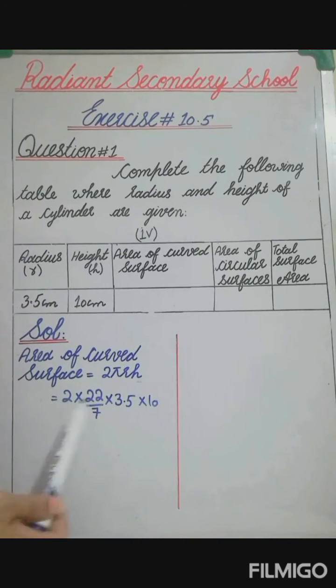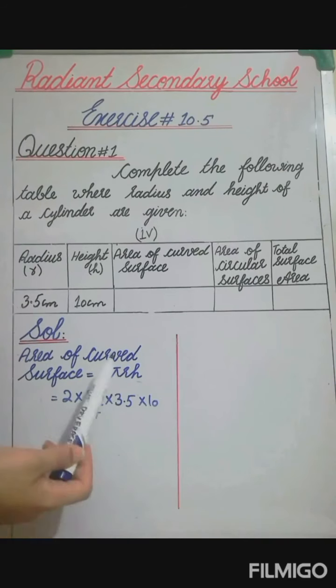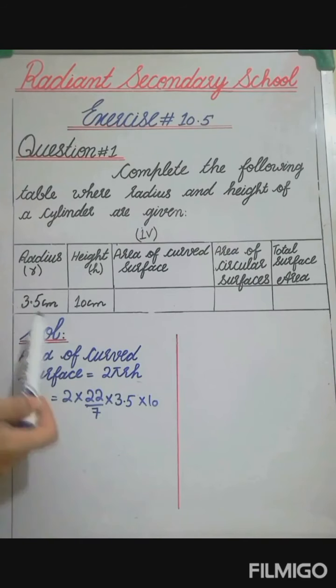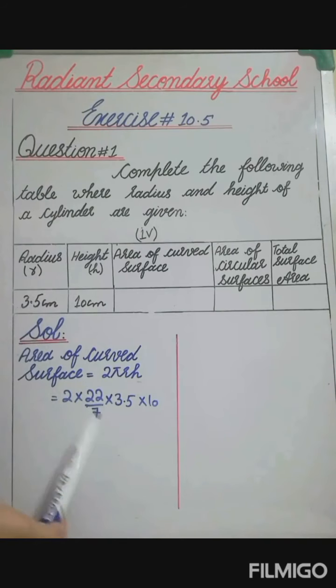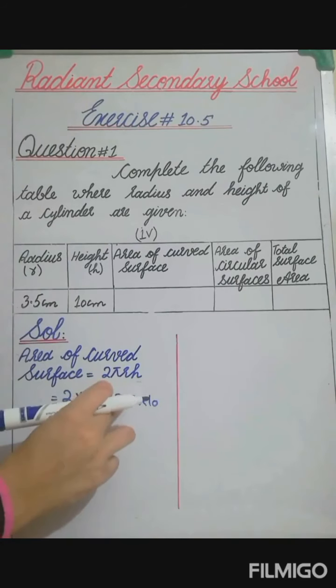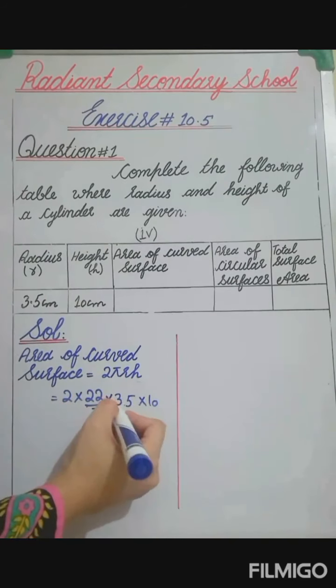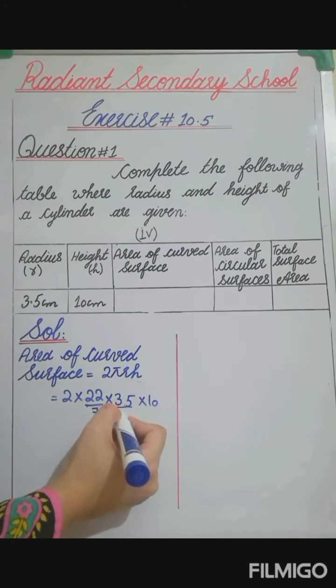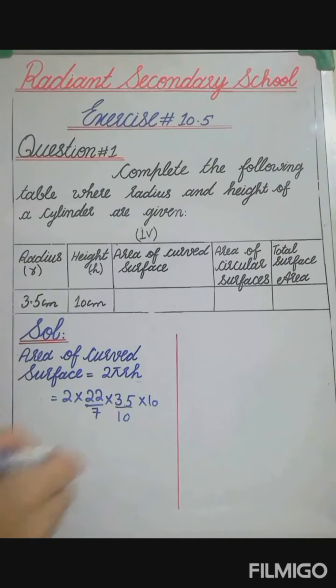Now putting the values in this formula, 2 as it is, and the value of pi is 22 by 7. Radius is given in this question, that is 3.5 centimeter, and height is also given, that is 10 centimeter. We will remove this decimal point and we will put one place of point, and there is one value, so 1 0 will come down. Now we will try to simplify.